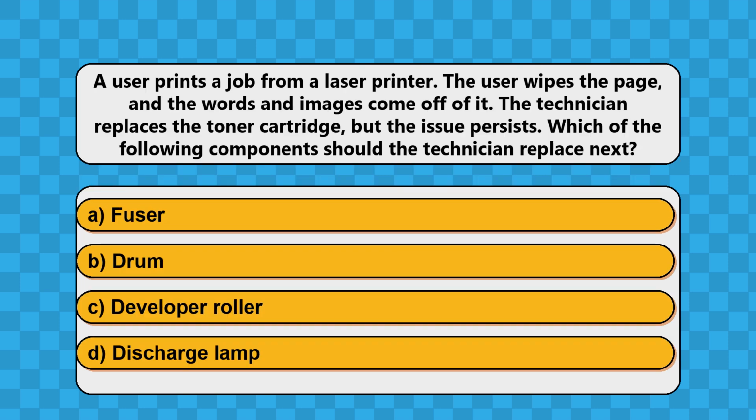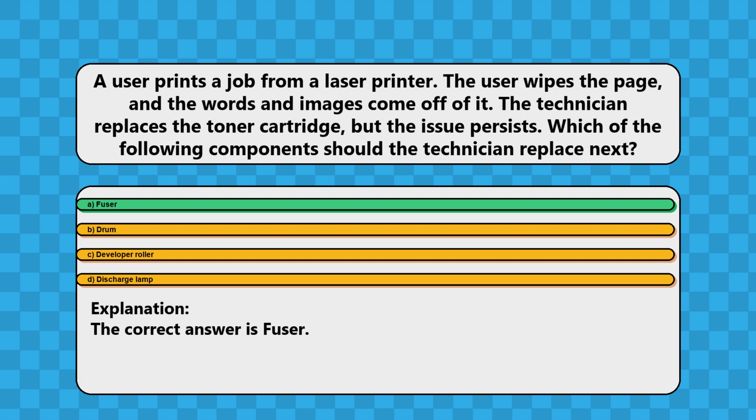Question 66. A user prints a job from a laser printer. The user wipes the page, and the words and images come off of it. The technician replaces the toner cartridge, but the issue persists. Which of the following components should the technician replace next? Option A, fuser. Option B, drum. Option C, developer roller. Option D, discharge lamp. The correct answer is option A, fuser.